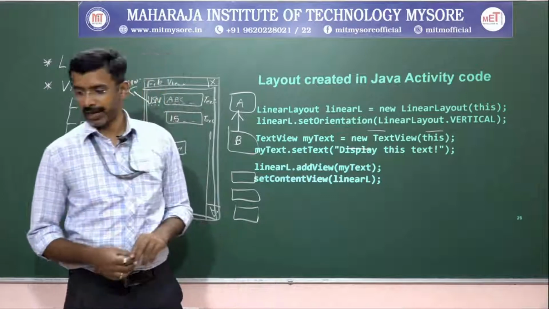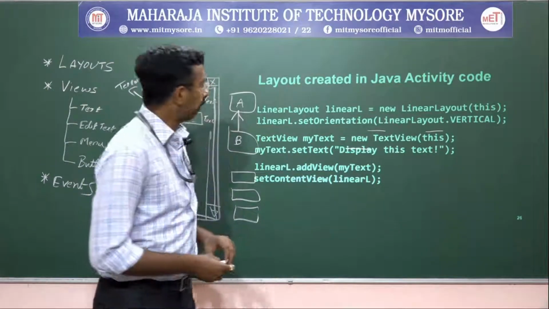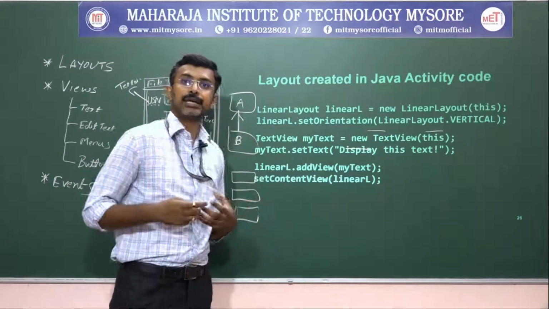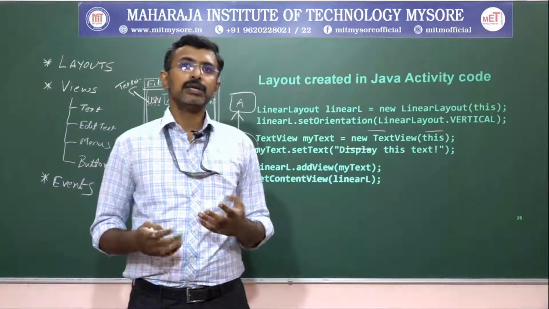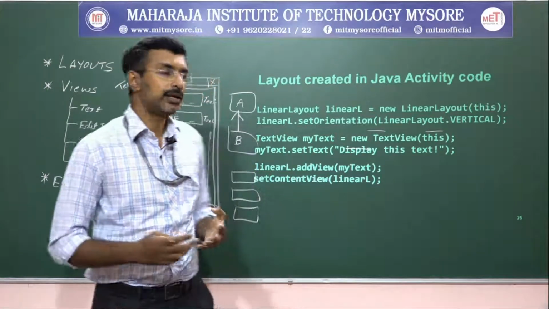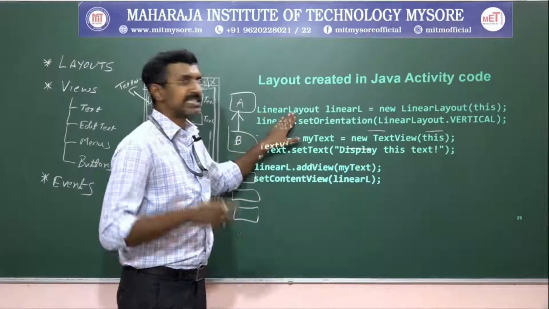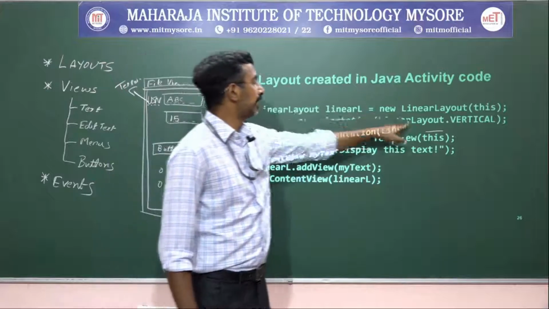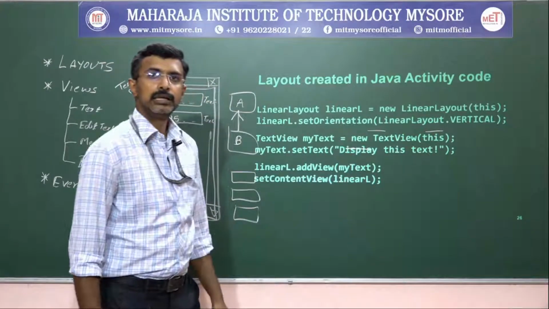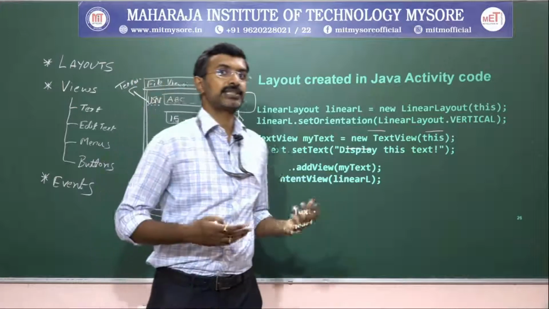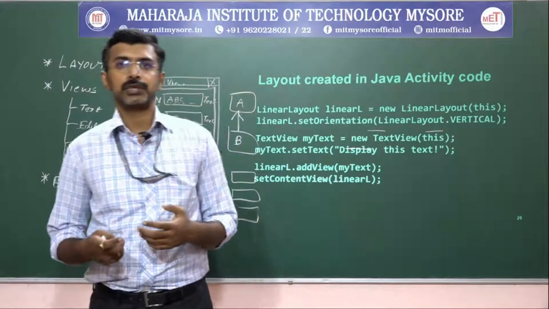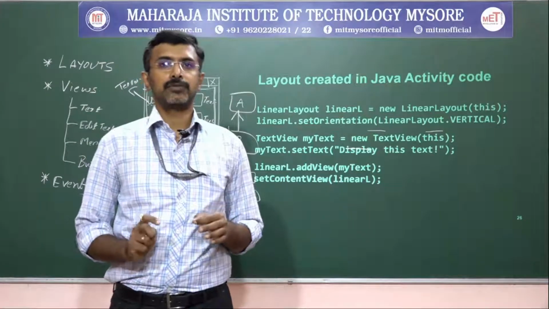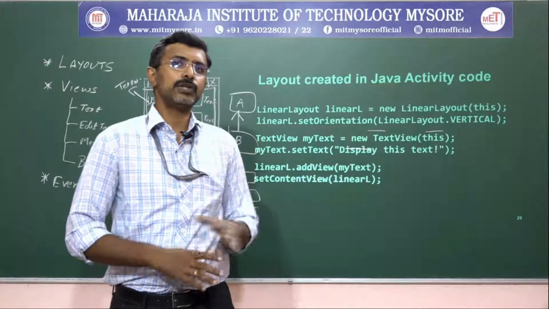Layout created in Java activity code. How do you create a layout in Java code? Just as we can create every view in our Java code, even the layouts can be created in Java code. LinearLayout is a class, and this is an object. Using the new keyword, we can create the linear layout. Which means, without XML, can we create an application only using Java? Yes, it is possible. Everything is possible in Java, which means without designing anything in XML, you can do it directly with Java.